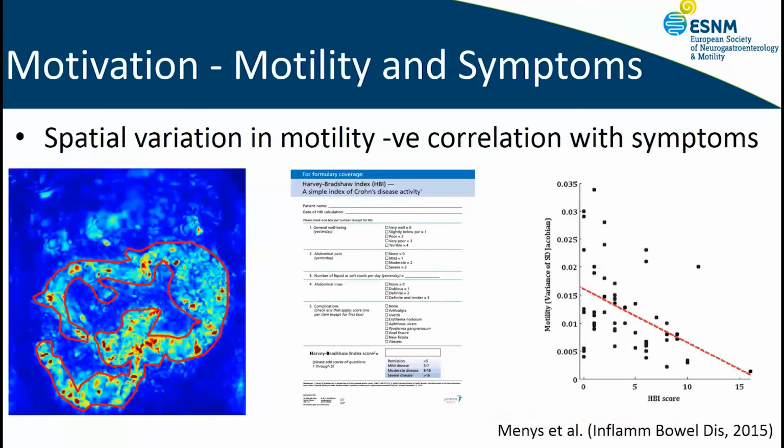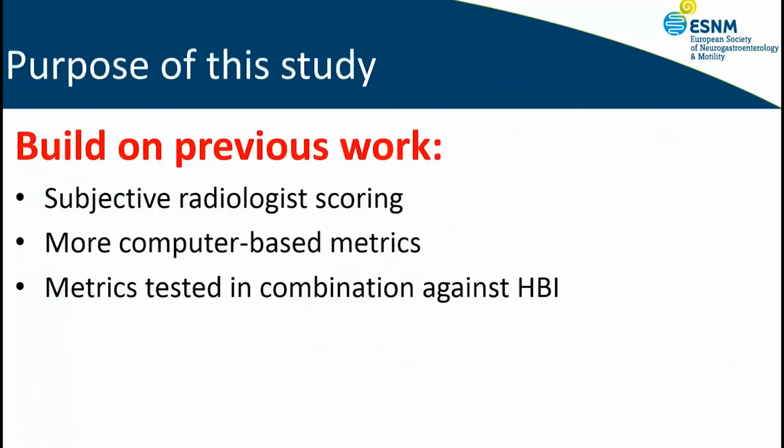So in this study, they took a spatial variation motility metric from the motility map and tested it against HBI, which had components such as general well-being, pain, and diarrhea, and then found that this spatial variation motility metric negatively correlated with symptoms. So we wanted to build on this previous work by including subjective radiologist scoring and introducing more computer-based metrics. Previously, since it was one metric tested against HBI, we wanted to test all these new metrics in combination, to see if a combination of factors relates to symptoms.